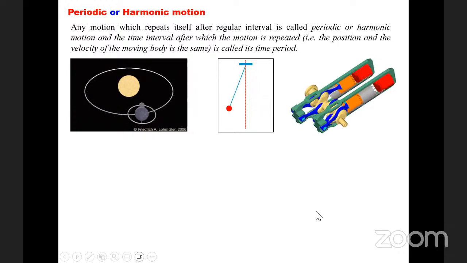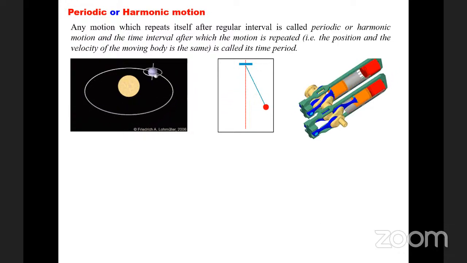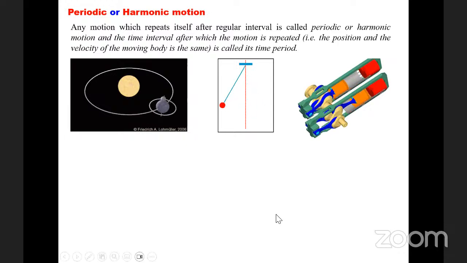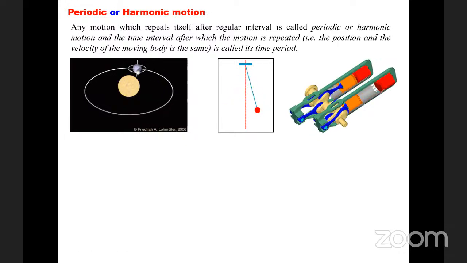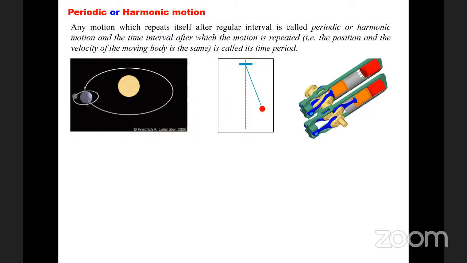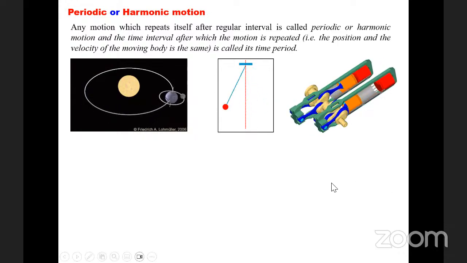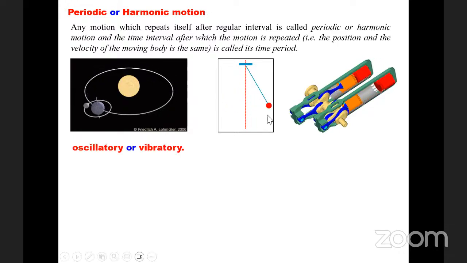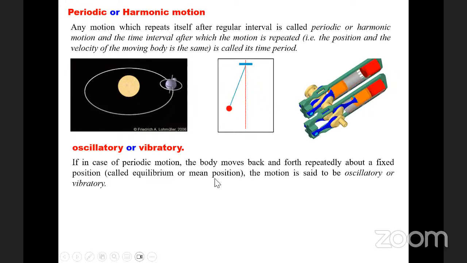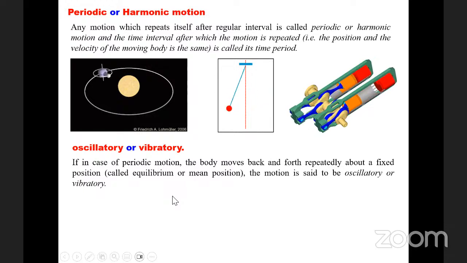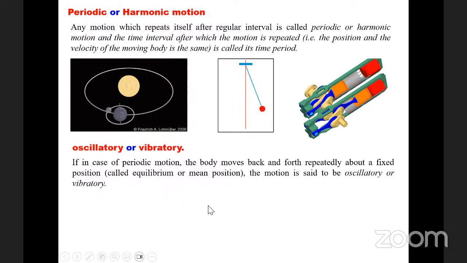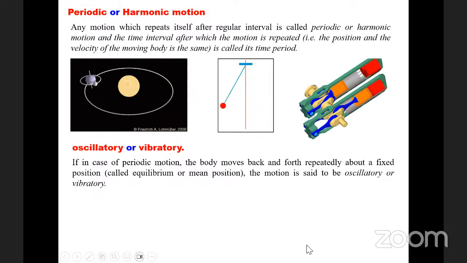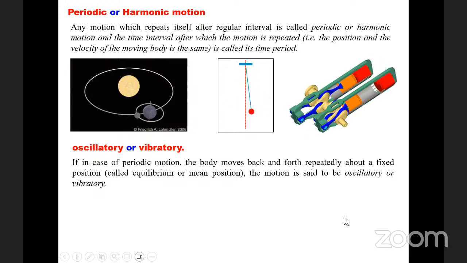Next, the third one. Piston. Yes. That is an electric motor piston, moving up and down. So this is oscillatory or vibratory. In the case of periodic motion, the body moves back and forth repeatedly about a fixed point. That is called oscillatory or vibratory motion.